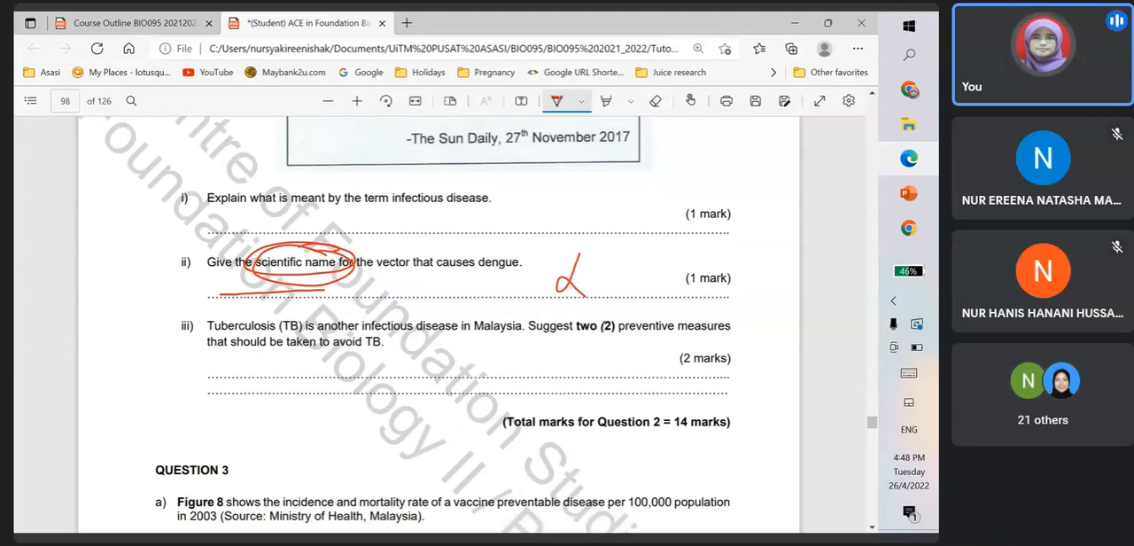Okay. So number 3, Nadia. TB is another infectious disease in Malaysia. Suggest 2 preventive measures that should be taken to avoid TB. So first, get TB vaccine. Second, improving the ventilation in indoor spaces. Okay, betul. TB vaccination nak kita panggil dia apa? BCG. BCG. Given when? Babies. Baby lagi kan. So immunization lah. So immunization by taking BCG masa baby lagi, ataupun improving ventilation indoors.